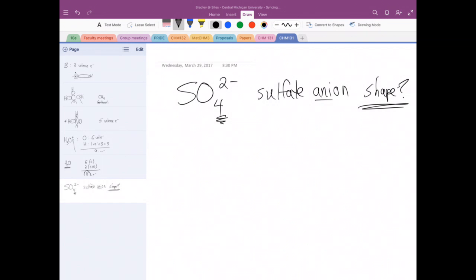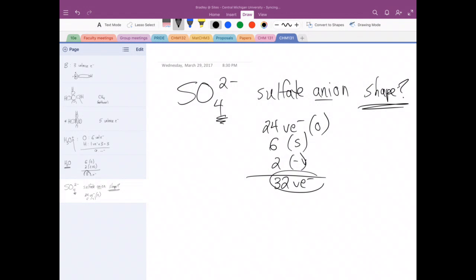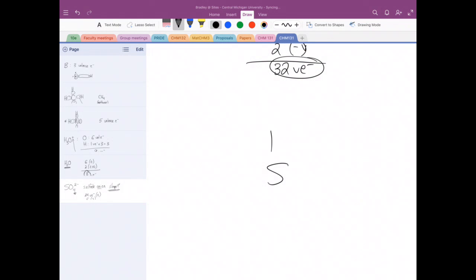Okay, so for this one, sulfate, we've got, let's see, 24 valence electrons from the oxygens, another 6 from the sulfur, and then 2 more for the negative charge. So that's 32 valence electrons. Okay, so draw it out here. So we've got 8, 20, 26, 32. Okay. So now the question is, is this the right Lewis structure?